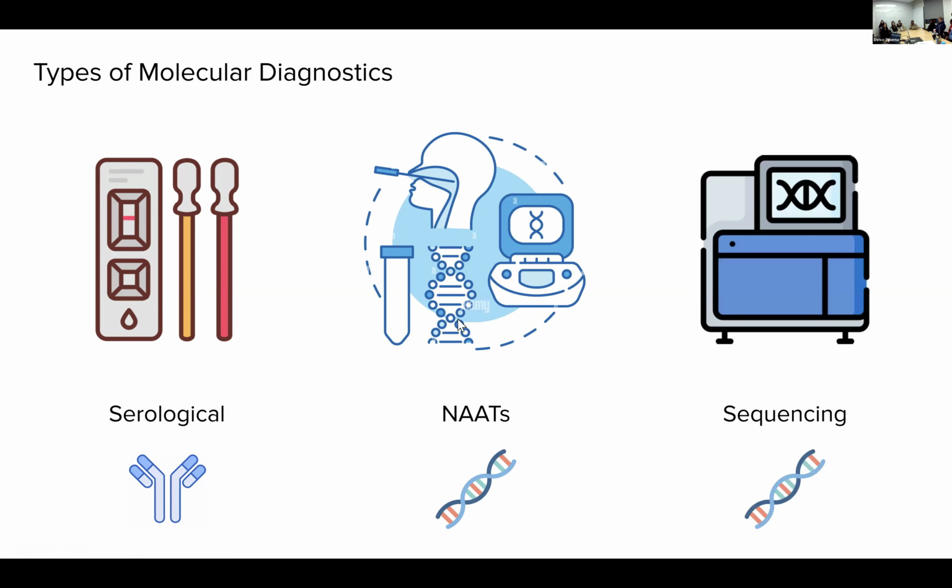And then the third type that's gaining more and more relevance is sequencing. It used to be that sequencing was the super hard thing to do, but now with technology advancements, sequencing is becoming a whole lot easier. That's also detecting at the DNA level, but you're actually reading the individual base pairs. Whereas with a nucleic acid amplification test, you're just generating many copies of that DNA and detecting the number of copies.